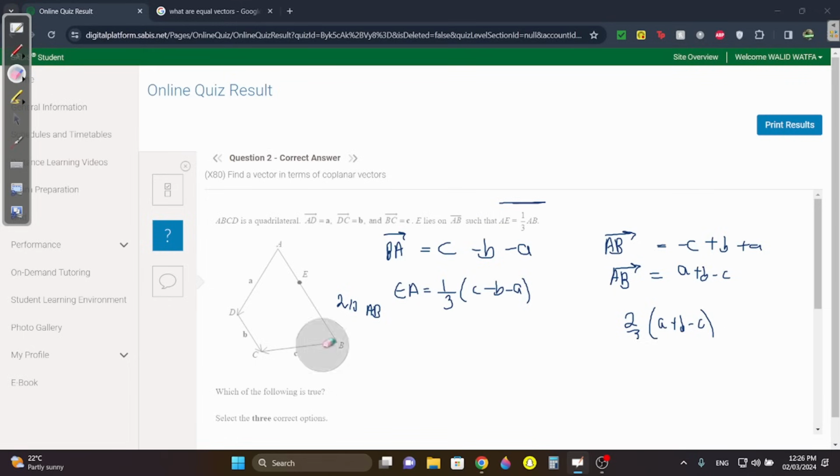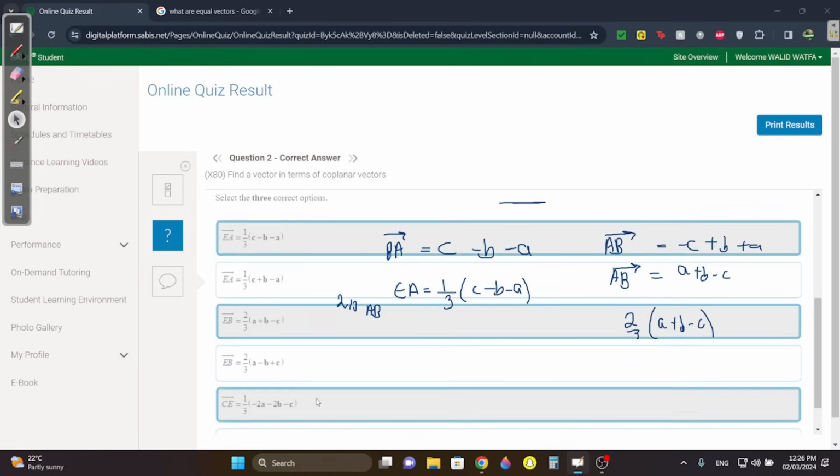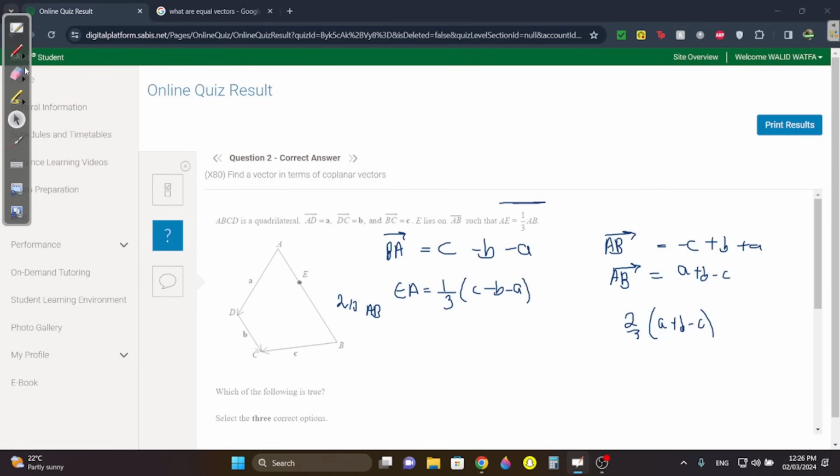What's the last one they want? CE. CE is this one over here. To look at CE, obviously there's two ways. You can go this way, or you could go the other way around. I'll show you both ways, since we have them all.